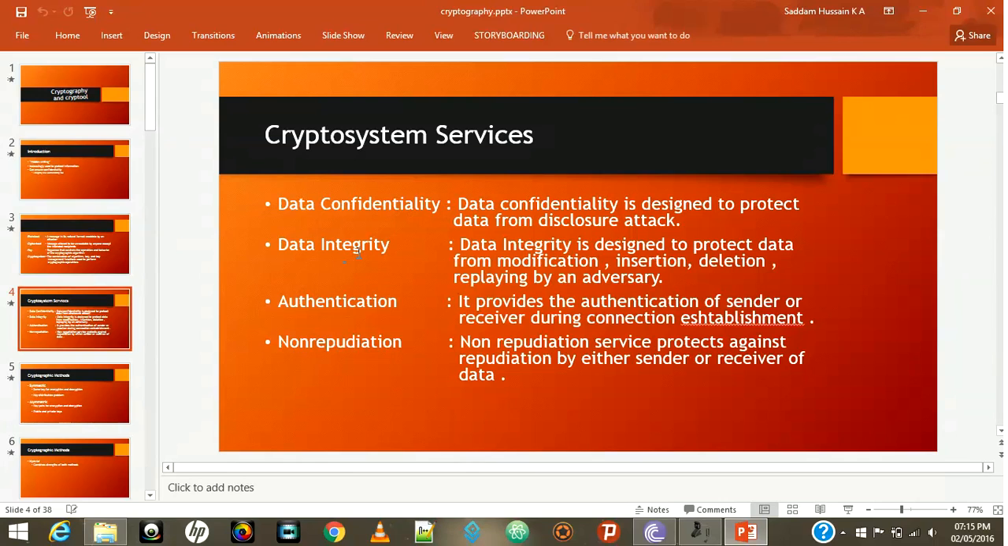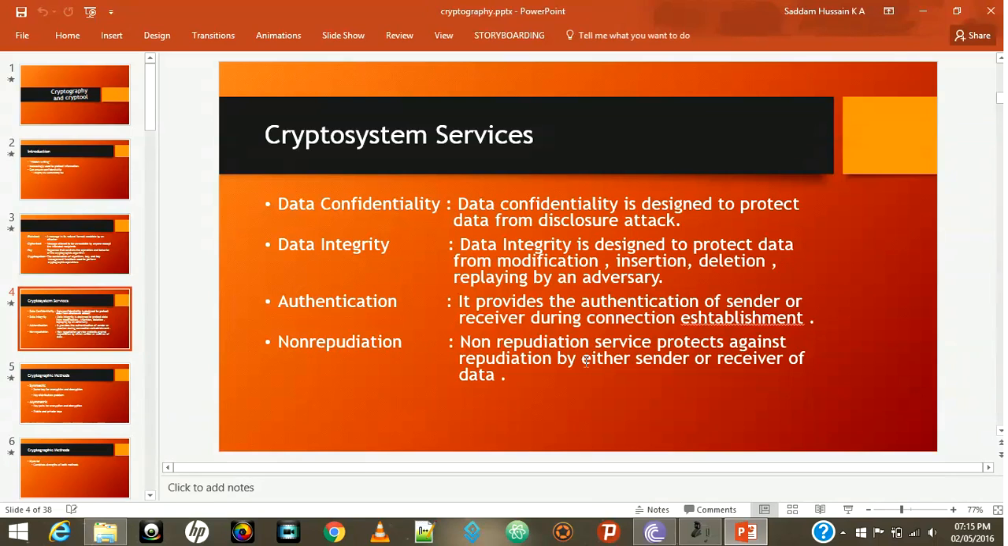Then we have data integrity. Data integrity is designed to protect the data from modification, insertion, deletion and replaying by an adversary. It can't be modified, inserted or deleted by some other person. Then we have authentication. Authentication provides the authentication of sender or receiver during the connection establishment. That is, it provides the authentication for two persons for the communication.